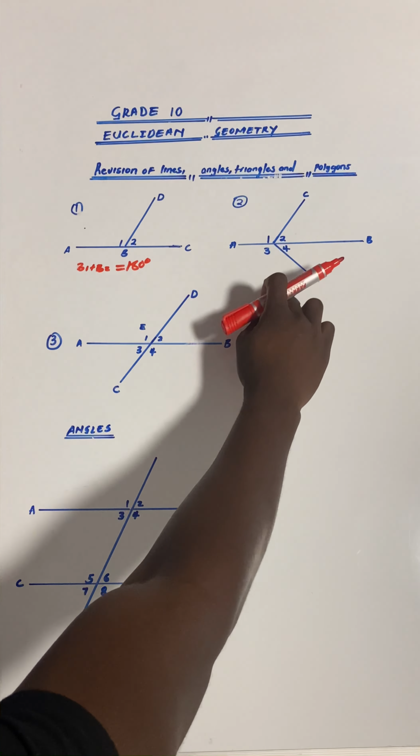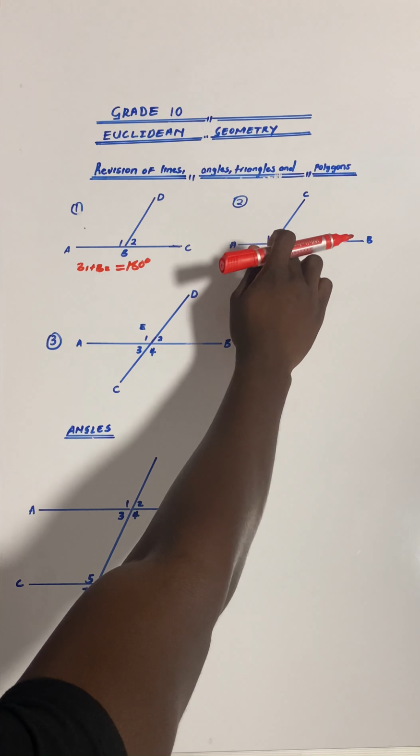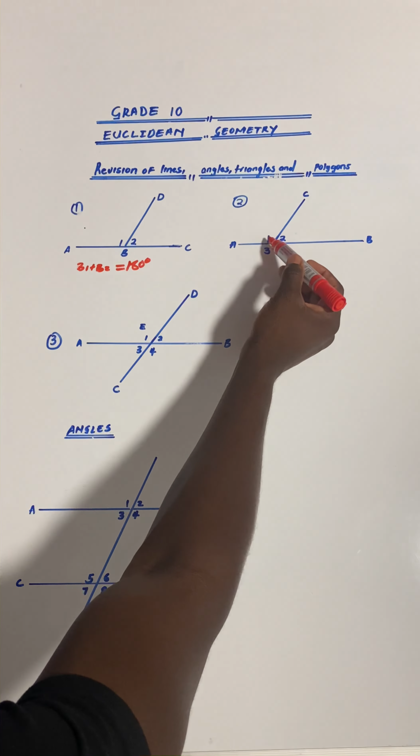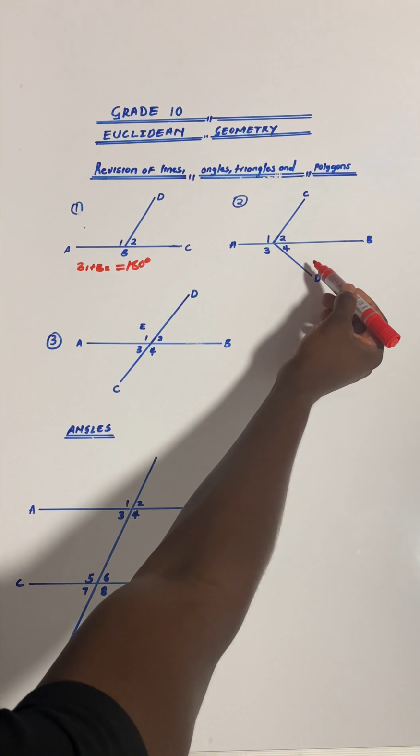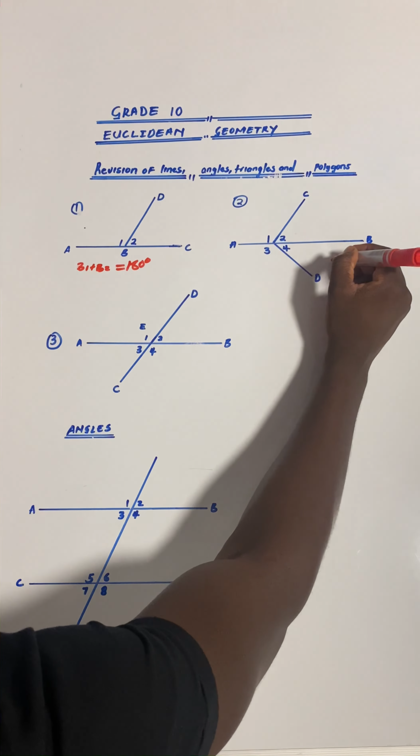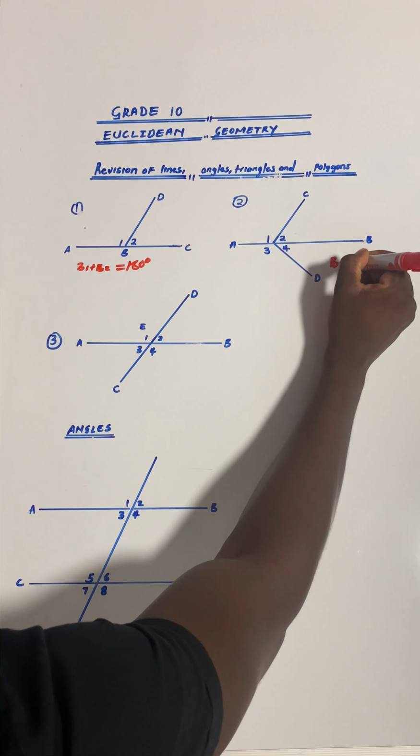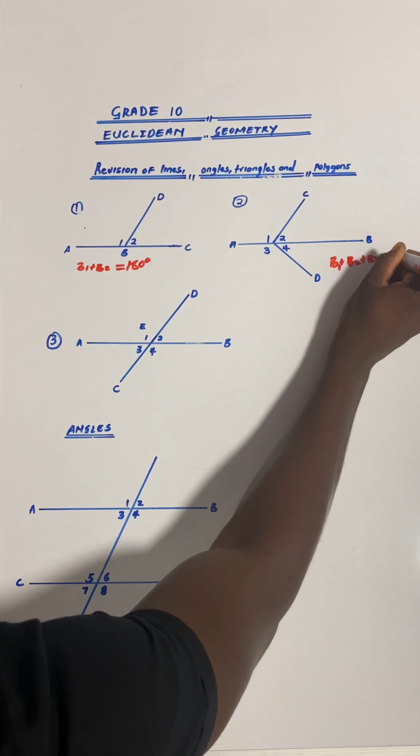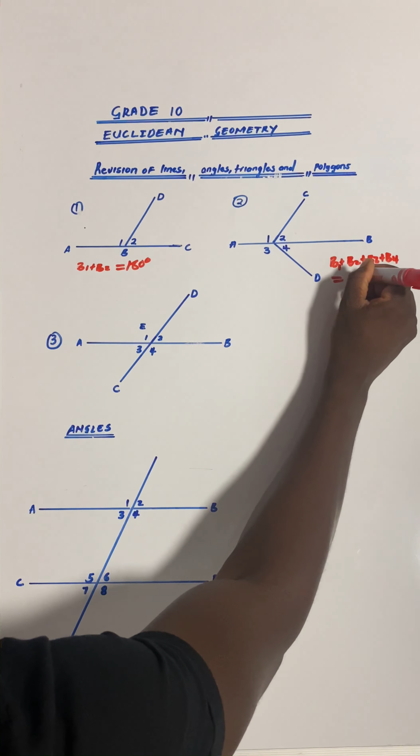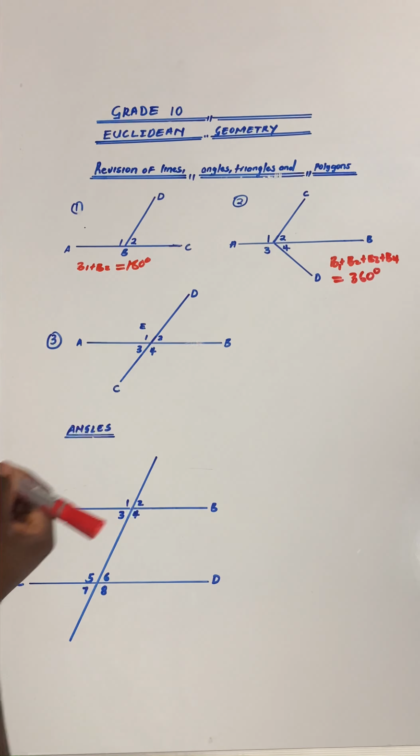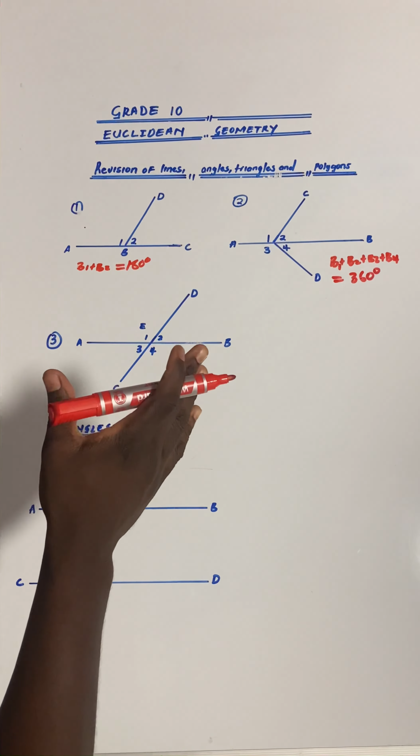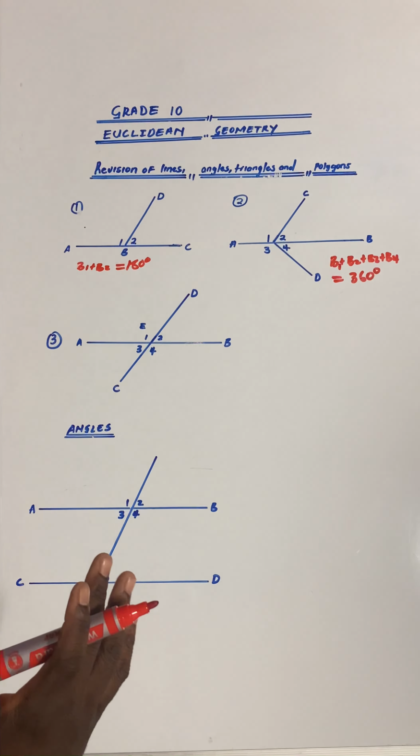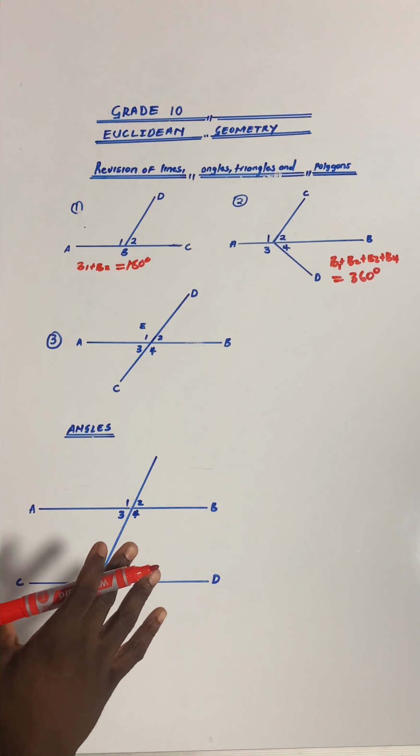Secondly, on number 2, we have angles around a point. What do we know about angles around a point? You can see the angles here, 1, 2, 3, 4. Angles around a point all add up to 360 degrees. So B1 plus B2 plus B3 plus B4 equals 360 degrees. When you find a question like this, your reason will be angles around a point, or reflex angles. We're still doing revision here of lines.